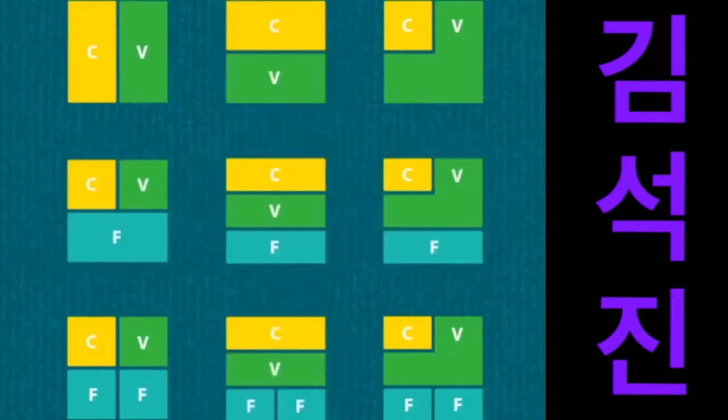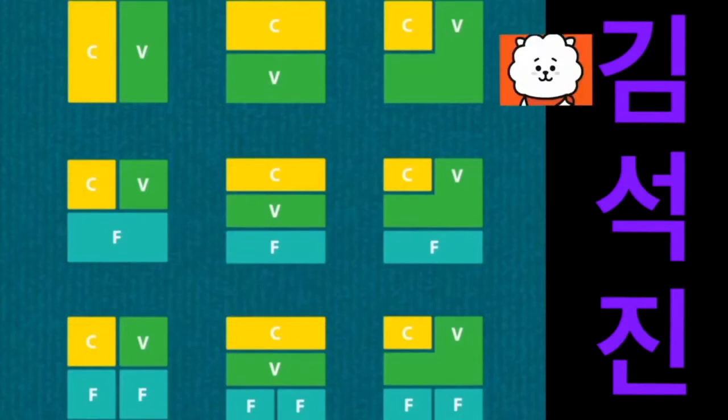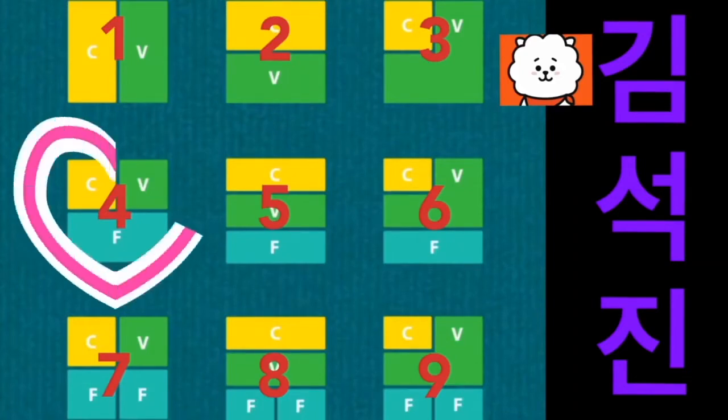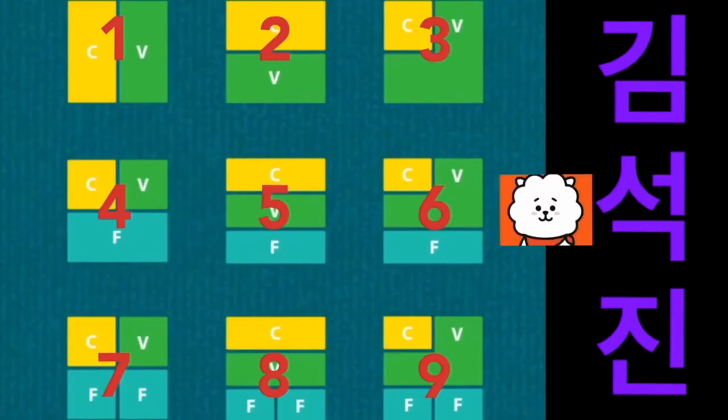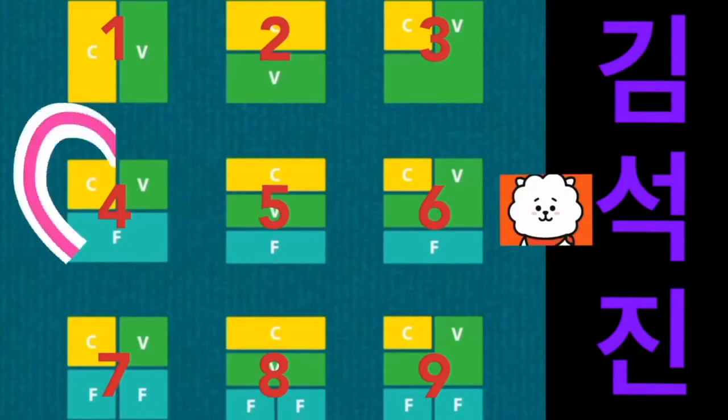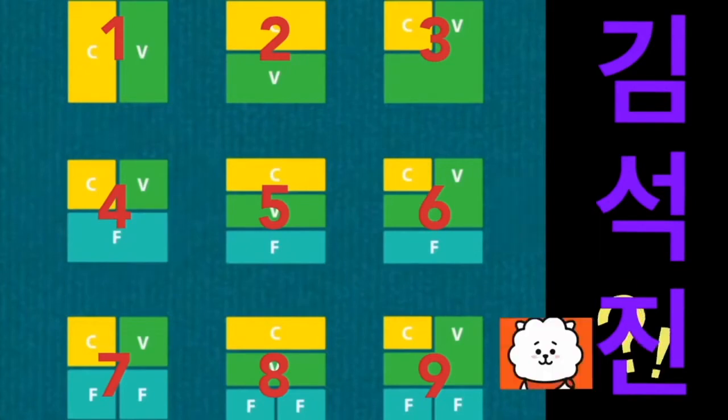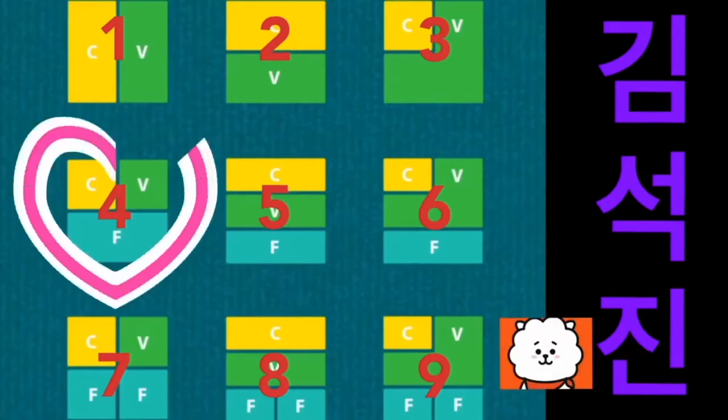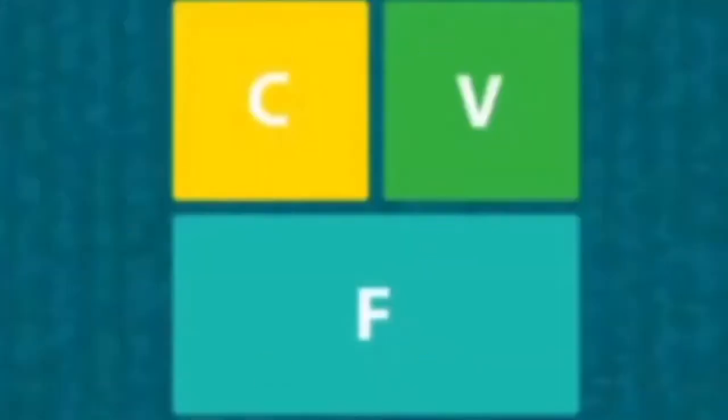As you can see, Kim has 3 letters. Which diagram has 3 letters arranged in the same pattern as Gim? It's number 4. Now the second syllable is Suk. It's in the same pattern as Gim, so we'll use number 4 again. Can you guess which pattern will be used for Jin? It's number 4.